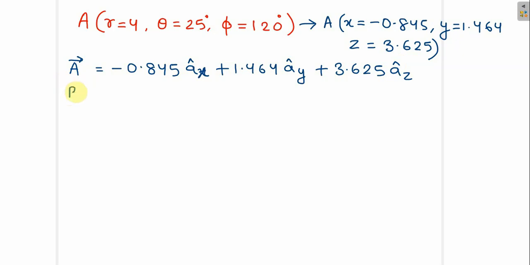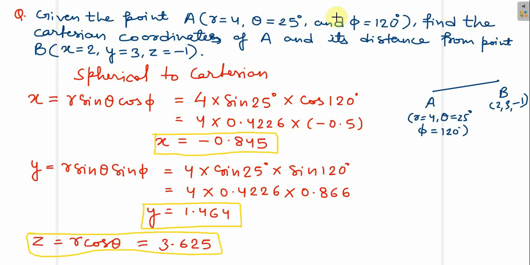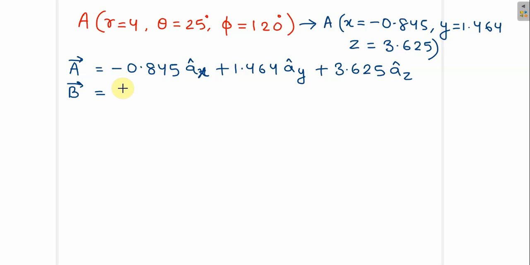Now the B vector is not given, the B point is given to us. This B point is how much? X equal to 2, y equal to 3 and z equal to minus 1. So if I write in the vector form, we can write it 2ax plus 3ay and minus az. Okay, so these are the 2 points A and B.